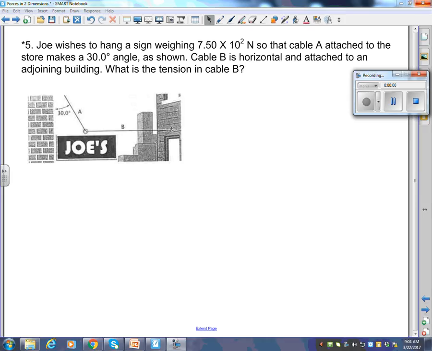Okay, so this one's kind of important for a variety of reasons. You might see it in the very near future. That's kind of a pretty good hint. Joe wishes to hang a sign that's weighing 7.5 times 10 to the 2 newtons.